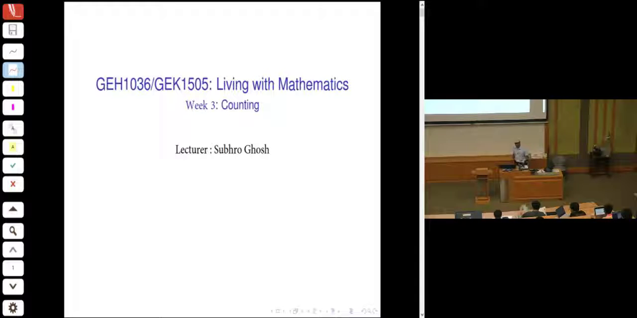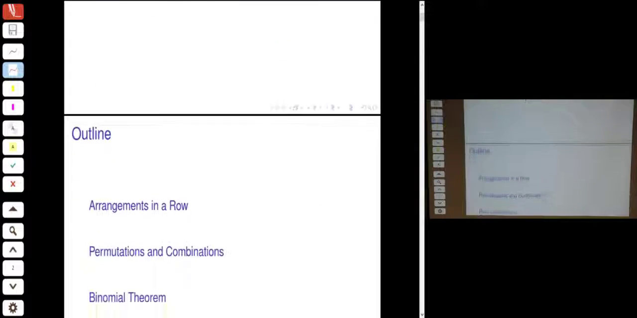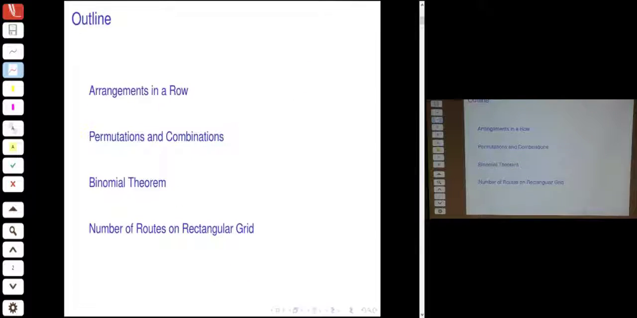Okay, so let us begin our lectures for week 3. Today we are going to discuss counting. Just as a preview, counting means the following. It also goes under the name of combinatorics in some sources.